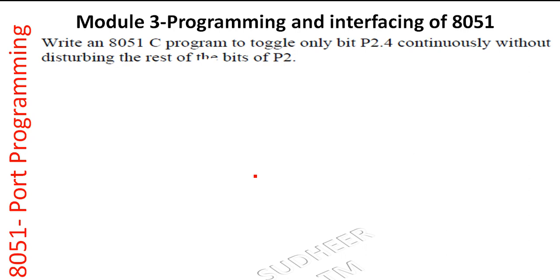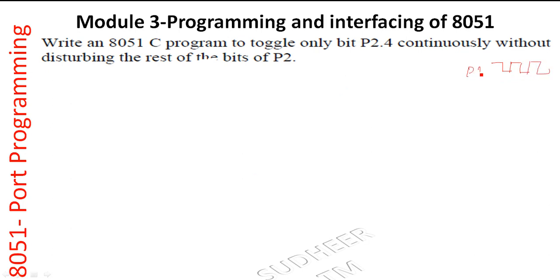Next. Write an 8051 C program to toggle only bit P2.4 continuously without disturbing the rest of the bits of port P2. So far we have modified all bits of the ports, byte level programming we did. Here it is asked to modify a single bit, port 2's 4th pin P2.4 only, which we need to toggle. So what do you mean by toggle? Toggle means keep it high for some time, then low, high, then low, high, then low, like this.